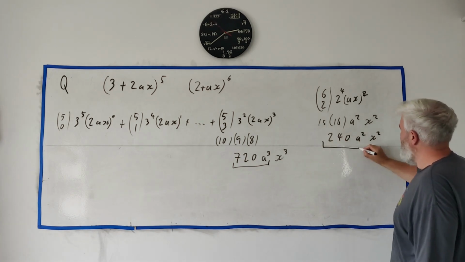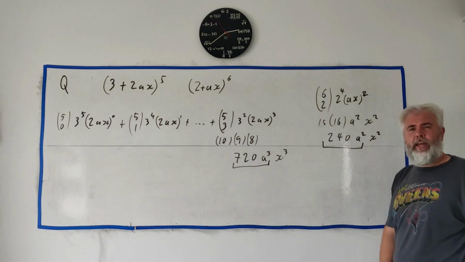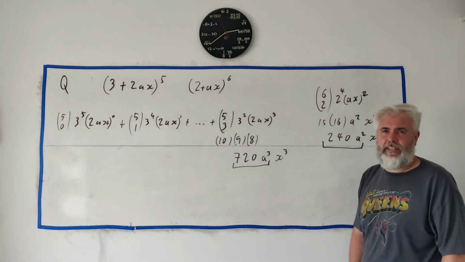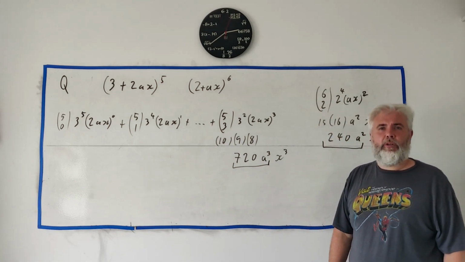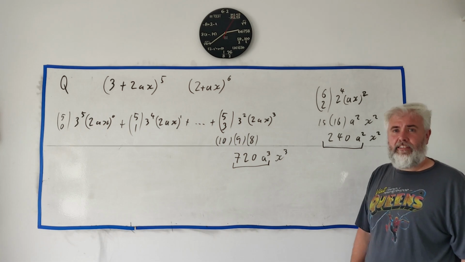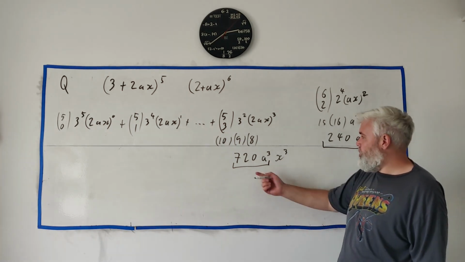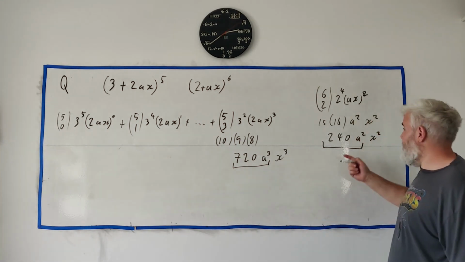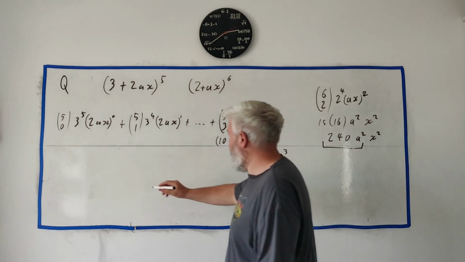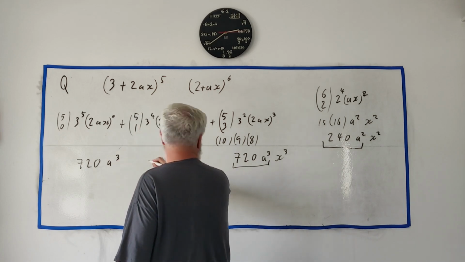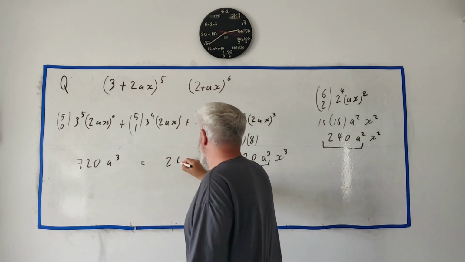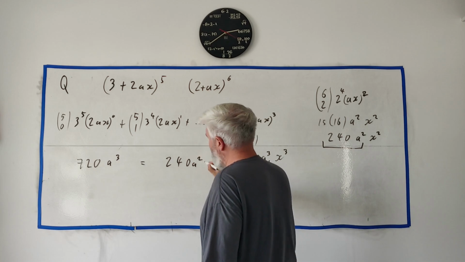And again, we're only interested in this part. Now at this point, so many students make a mistake. One, they think they've already done the answer maybe, but it asks to find the value of a. And so they give us a clue. They tell us this coefficient is 6 times bigger than this one. Let me write them both out. 720a cubed is equal to 240 a squared.